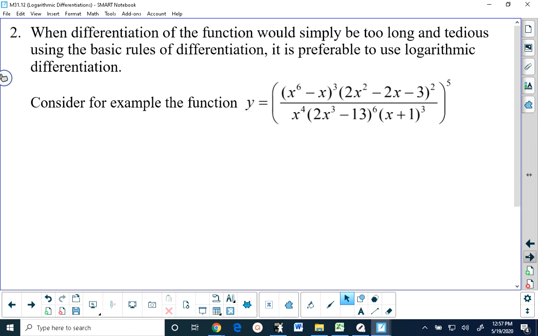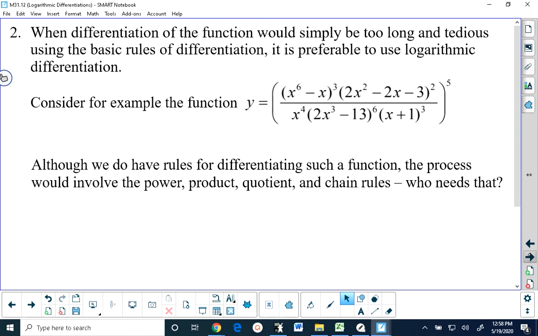And when I found the derivative of the top as part of the quotient rule, I would have to use the product rule. And when I found the derivative of the bottom as part of the quotient rule, I would have to use the product rule within the product rule. And it's going to become very, very messy. The likelihood that I could differentiate it with respect to x using all of those rules and not make a mistake is very, very low. It's going to be easy to make a mistake because there's too much going on. So although we do have rules for differentiating such a function, that process would involve way too much, and we just don't have time for that.